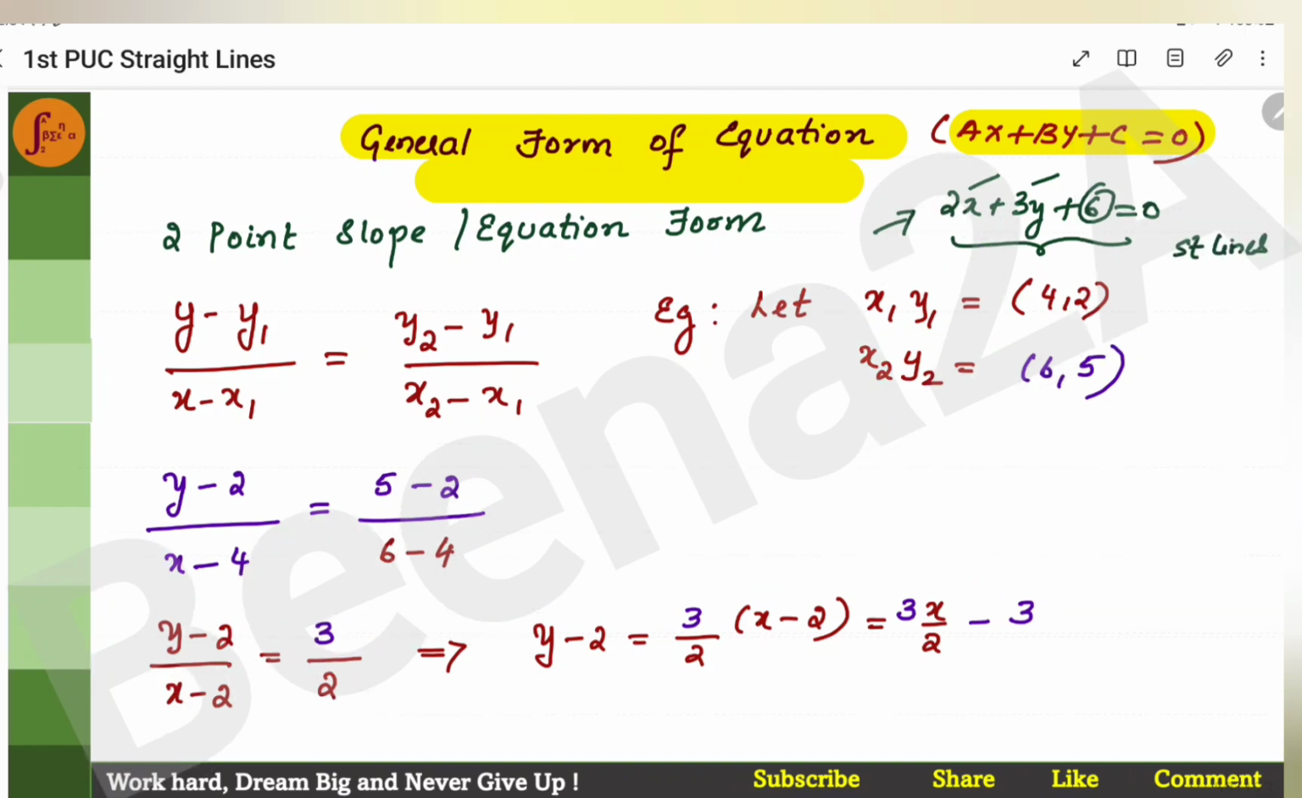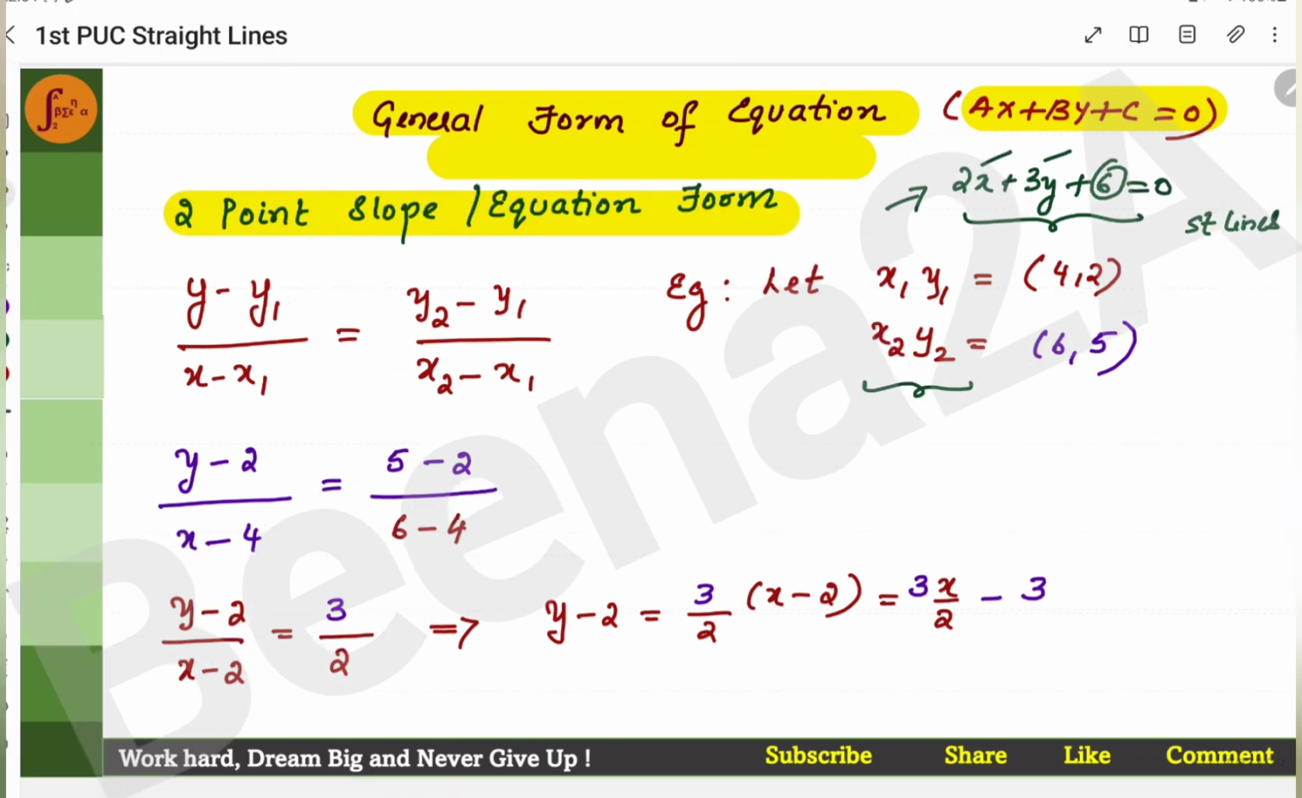We can look at this using an example. So let's take the 2-point slope form. The equation for a 2-point slope is y minus y1 by x minus x1 is equal to y2 minus y1 by x2 minus x1. Now let's assume that there are 2 points. The coordinates are 4, 2, 6, 5. Let's just assume this. Then you substitute the coordinates here. You substitute y1, x1, y2, x2.